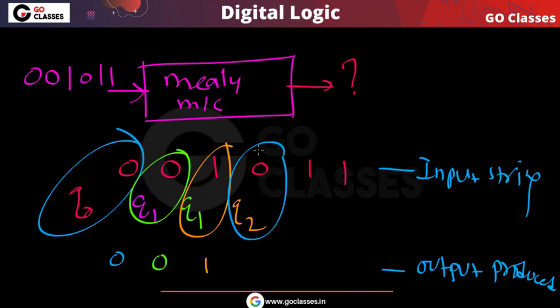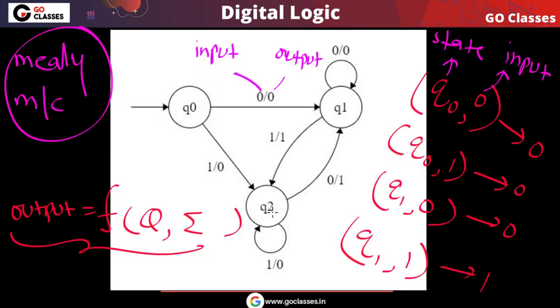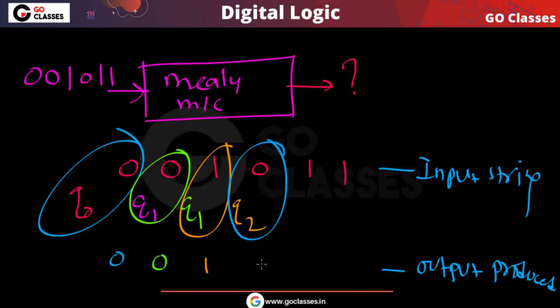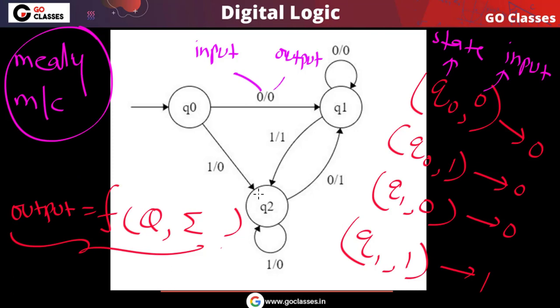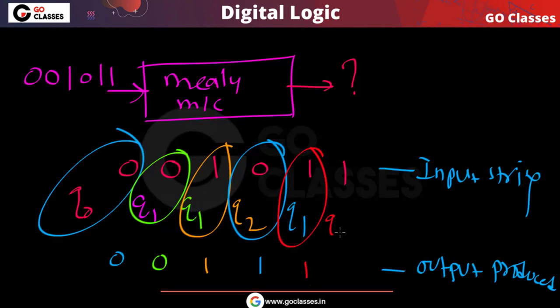Okay, in this Q2, if the input is 0, then the output will be 1 and you will go to Q1. And next, you can notice in this Q1, if the input is 1, then you will go to Q2 and the output will be 1.